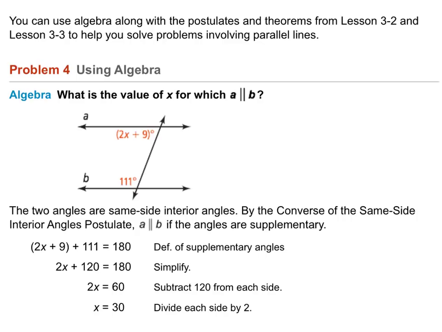All right, folks, coming here to problem 4, we're going to now get to use algebra to find the value of x for which A would be parallel to B. The first thing I always do, guys, is take a look at the angles that they give you. In this case, it's the 2x plus 9 and the 111, and I'm thinking about what's the relationship between those two. Those two are same side interior angles, and I know that same side interior angles are supplementary.